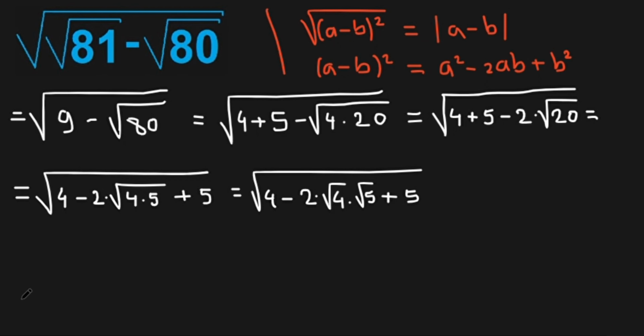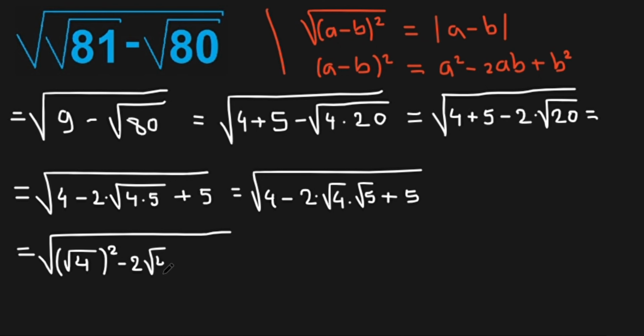So what do we have now? 4 can be written as square root of 4 squared, minus 2 times square root of 4 times square root of 5, and then plus 5, which can be written as square root of 5 squared.